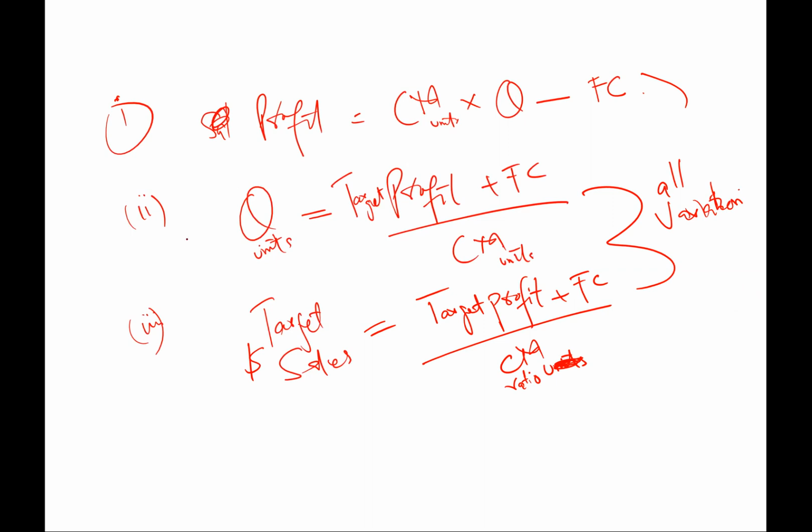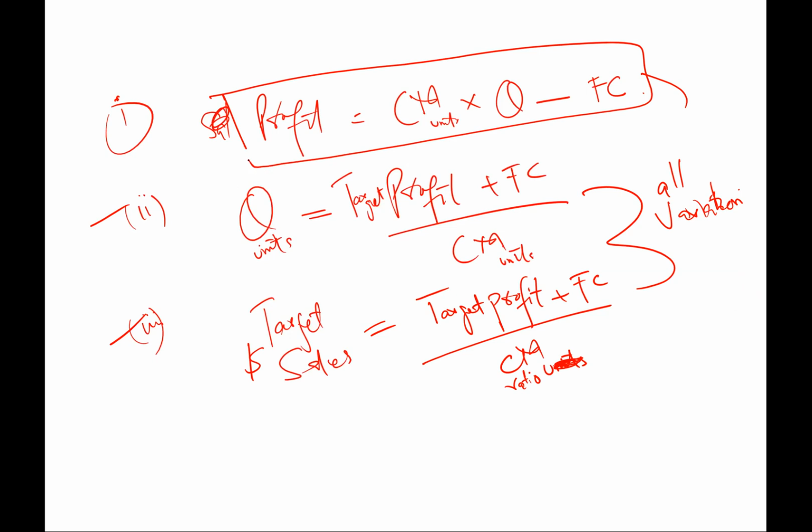So these two formulas are basically the extension of this equation. If you can remember this one, it's okay. You can derive these two by yourself. Or you can just remember one of them, and remember that if we want to talk about dollar sales, we need to divide by the CM ratio. If units, then we need to divide by CM in units.